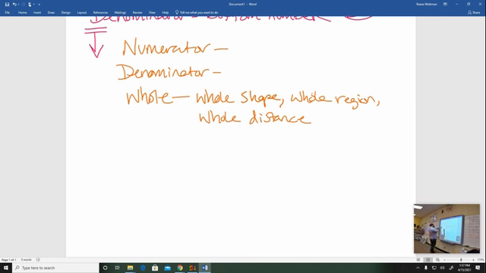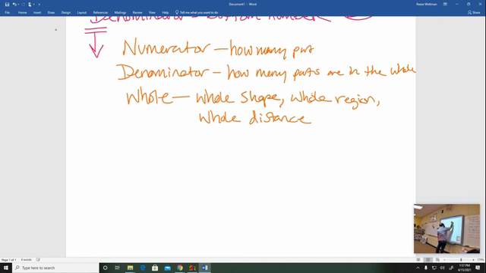The reason why I say that the denominator is one of the most important numbers here is because the denominator tells you how many parts are in the whole. In a shape, it could be how many parts you're cutting it into. Same thing with a region. With distance, it could be how many jumps or skips or lengths you have in the distance. Same thing with measurement, which is very similar to distance, and we would also use a number line for that, which we will discuss.